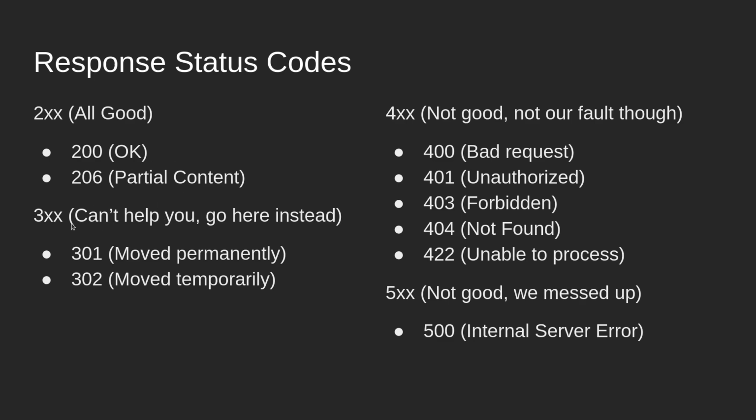Then we got the 300s. It means I got your request, but I can't help you. I need to redirect you to someone that can. So let's say that you have a server and you want to redirect requests to another website. That's what you can use the 301 status code for. It specifies that the website has been moved permanently, and so you can redirect requests to whatever URL you want to go to.